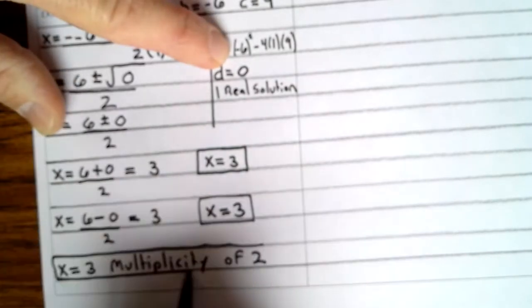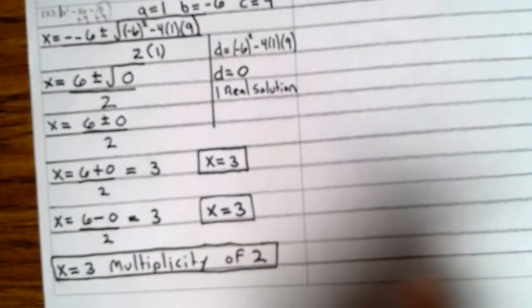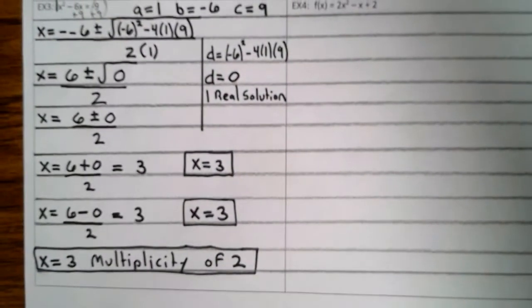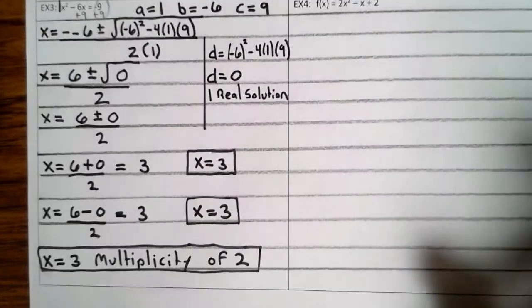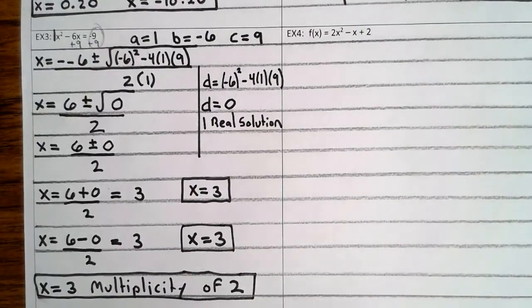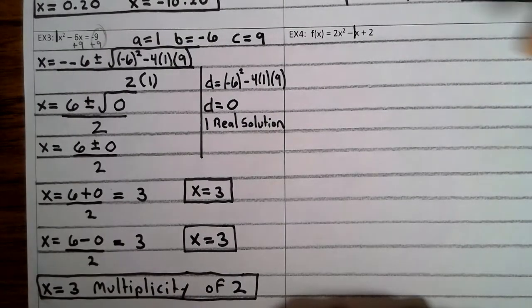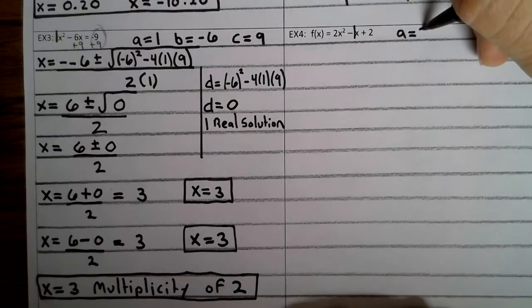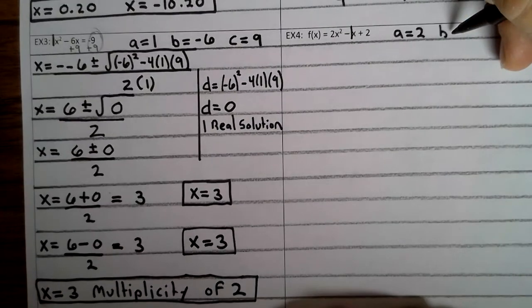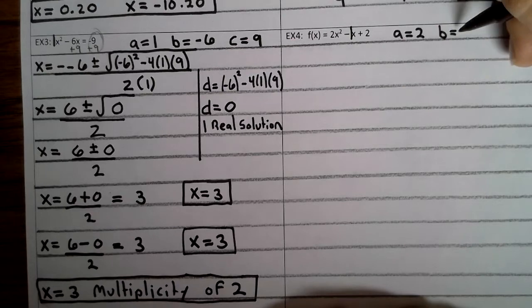All right, so let's look at example 4. So first thing, put a 1 in front of the x, so we know it's negative 1. So then a is 2, b is negative 1, c is 2. So now we apply the discriminant.